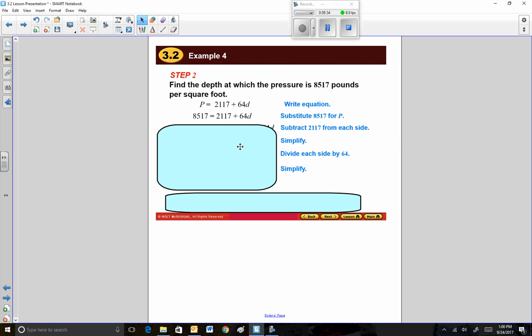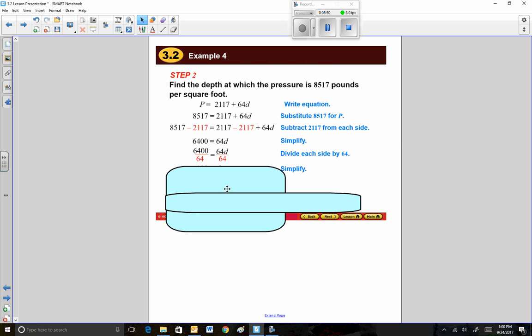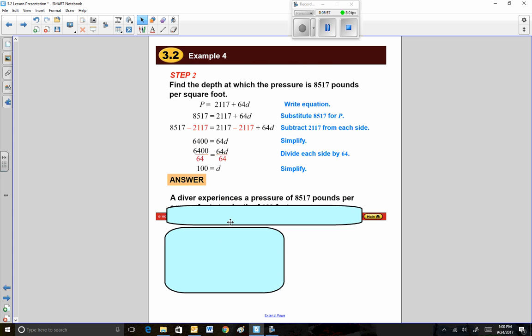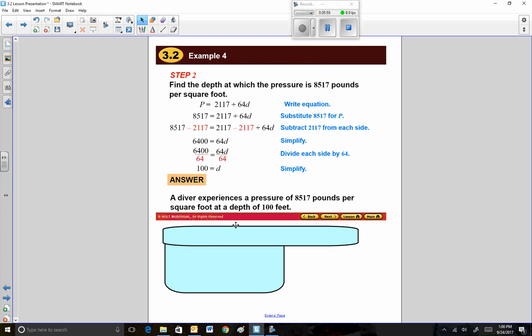And now we have a basic algebra problem to solve. We're going to subtract the 2,117 from both sides. And then we get 6,400 equals 64D. Then we're going to divide by that 64 so the D can be all by itself. So divide both sides by 64. And when you do that, you get D equals 100. So our answer is when the depth is 100 feet, you will find that the pressure is 8,517.